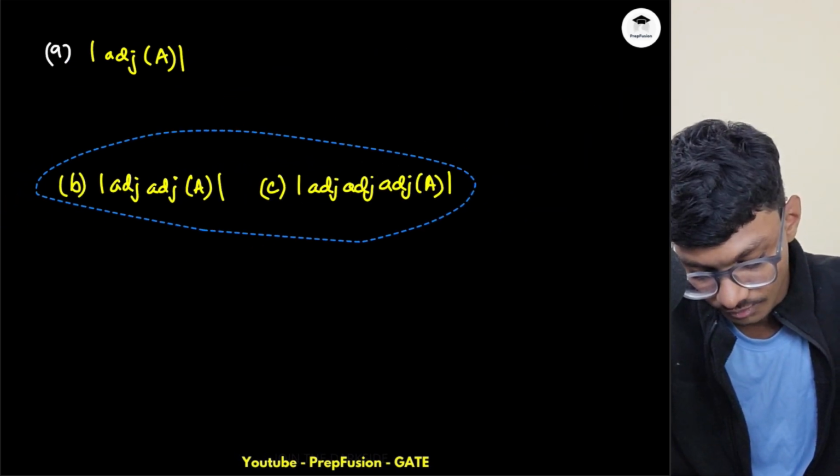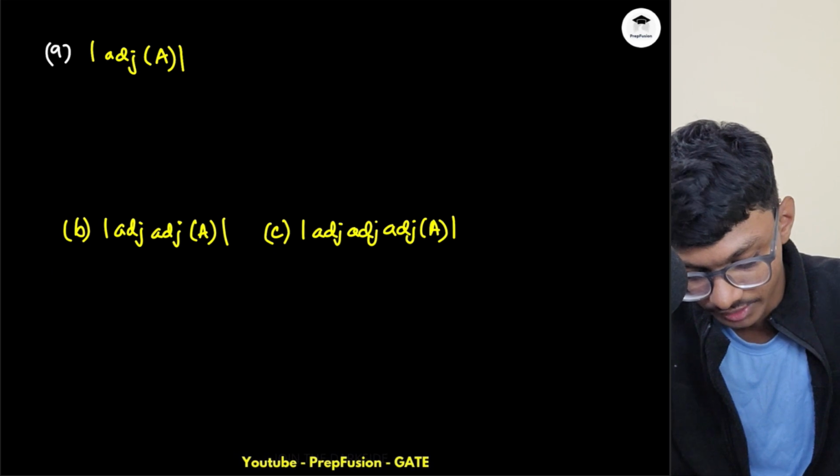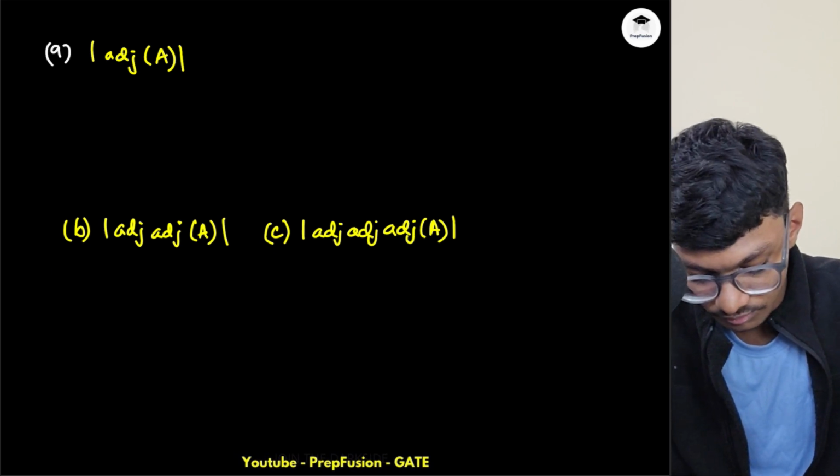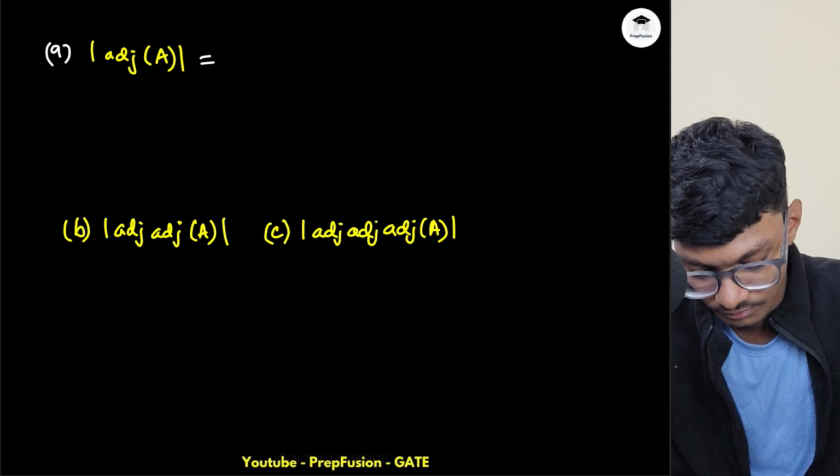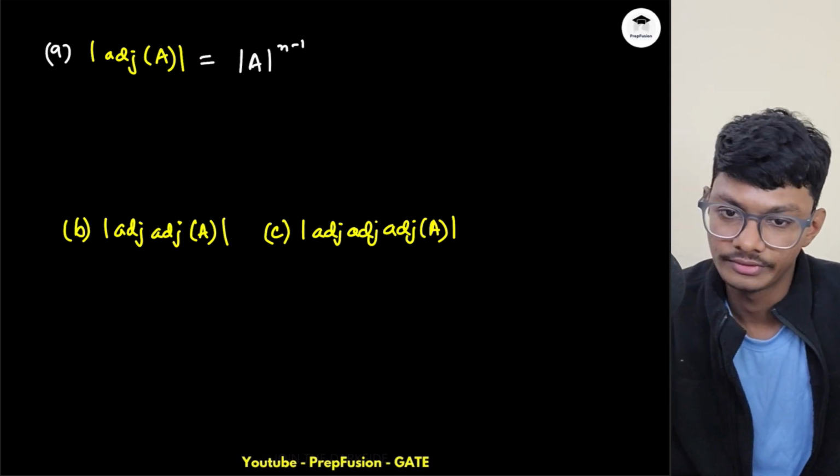So here, what will be the determinant of adjoint of A? It will be simply equal to the determinant of A raised to the power n minus 1.